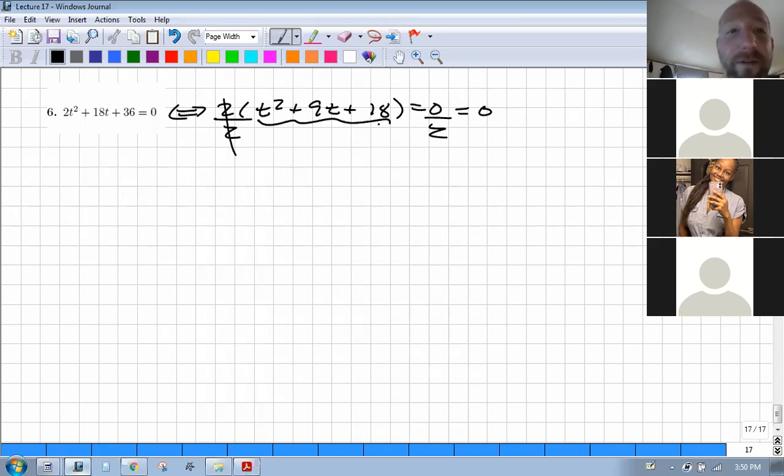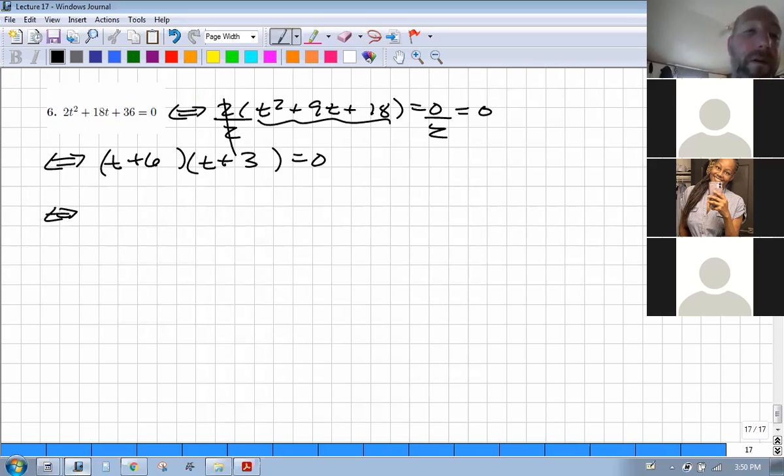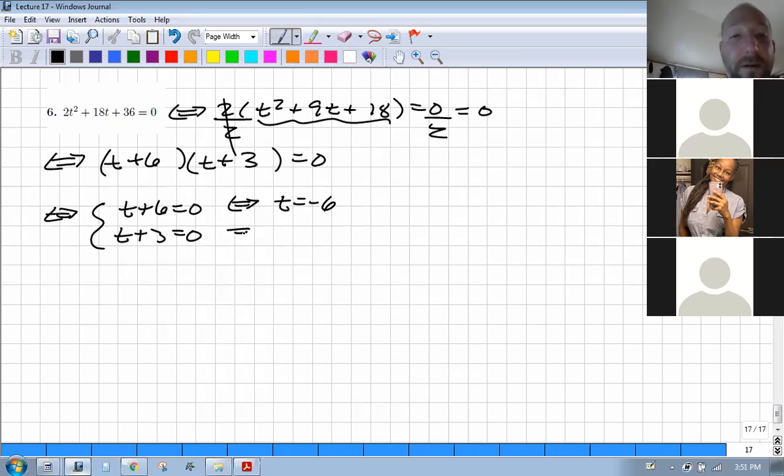So if we're going to factor this guy, I think we can eyeball that one. We need a t and a t. 18, two numbers that multiply to give us 18 and add to be 9. How about 6 and 3? Yeah, there we go. So either t plus 6 is 0 or t plus 3 is 0. In other words, t is negative 6 or t is negative 3.